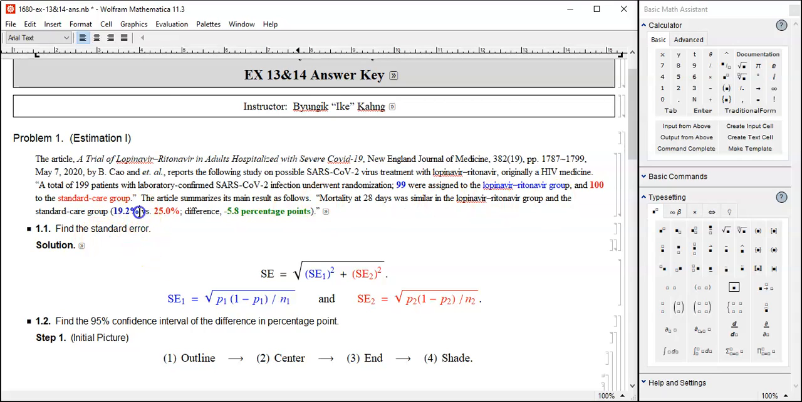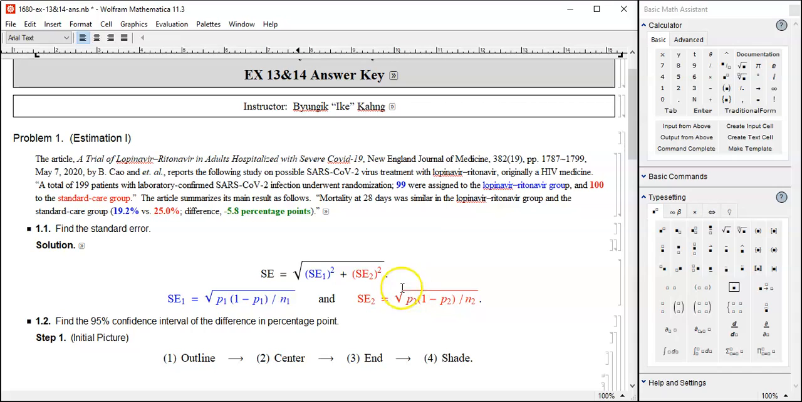And then 19.2%, that's P1, and 25.0%, that's P2, because this comes from treatment, that comes from the control. The difference is the expected difference between the two, and just 5.8 percentage points difference was not too big in this particular case. So if you do all those hypothesis testing later on, it'll turn out that the null hypothesis would win. Anyway, that's for a different problem.